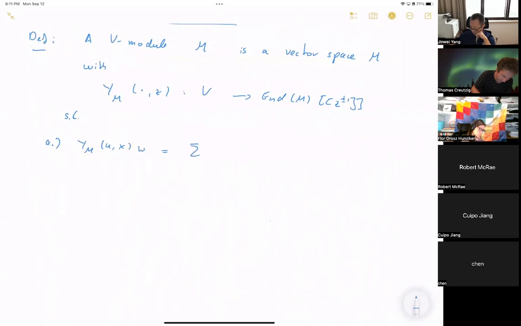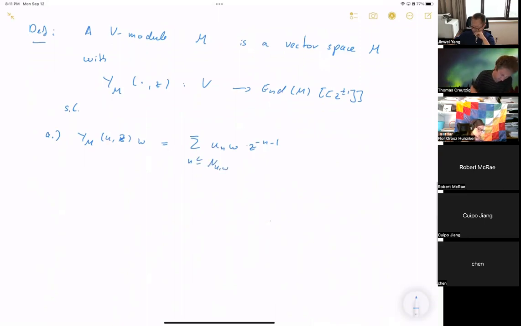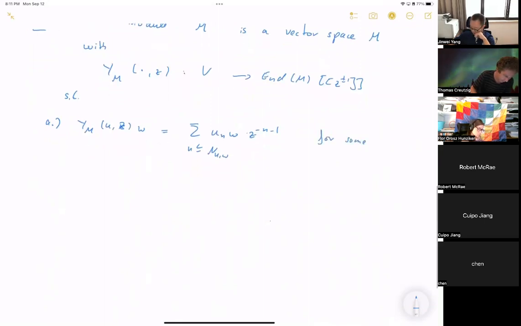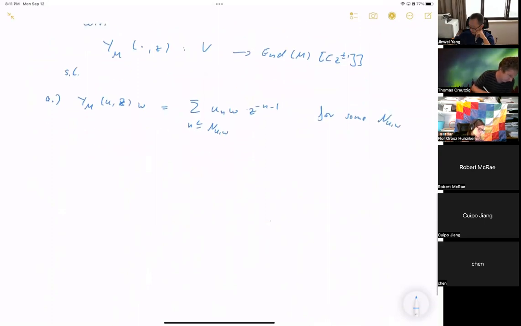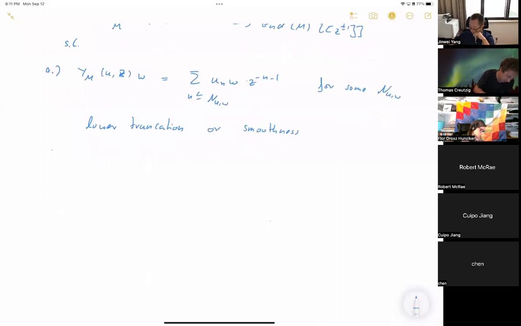So the action of a field on a vector in our module is then a formal power series itself. And the condition is that it's in fact a Laurent series. In the VOA language, we call this the lower truncation condition. In representation theory, this is often also called smoothness, the smoothness of a module. That's two words that mean the same thing. Then we want the field associated to the vacuum to be just the identity.